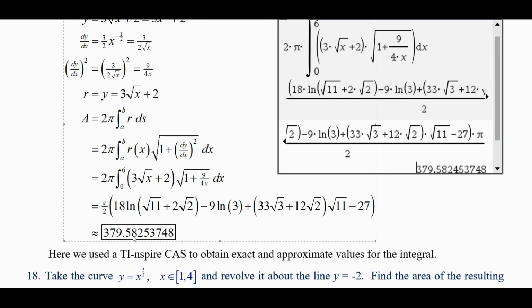If you want to try, it might be very difficult to find that by hand, but I've got it worked out here.